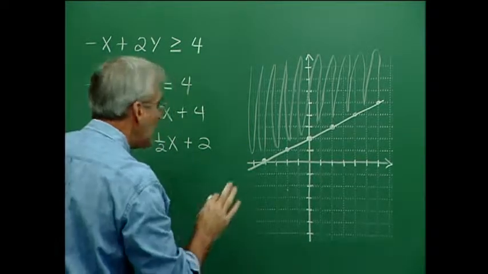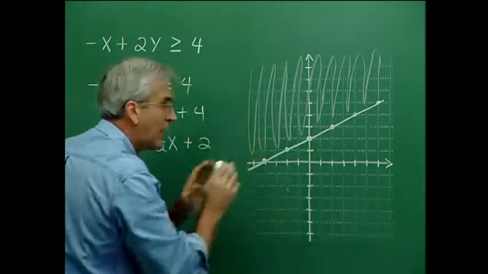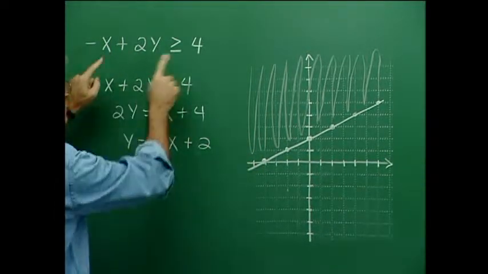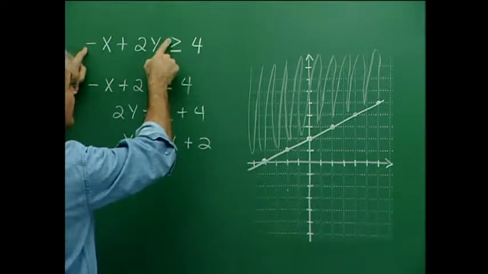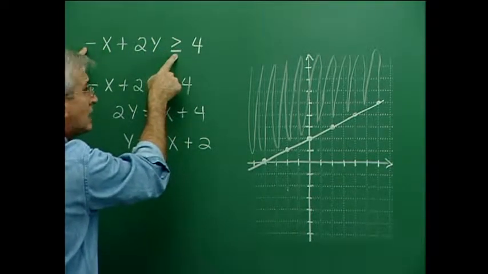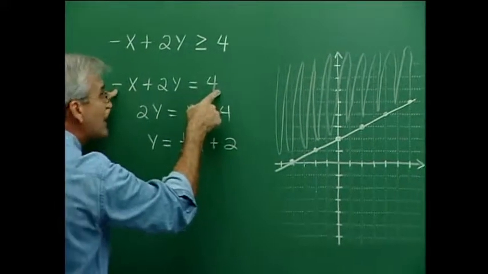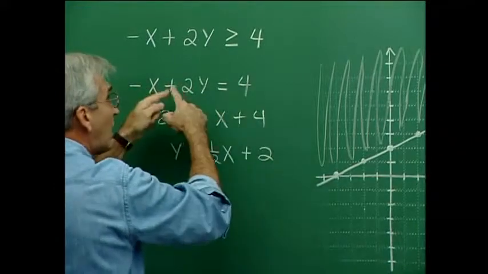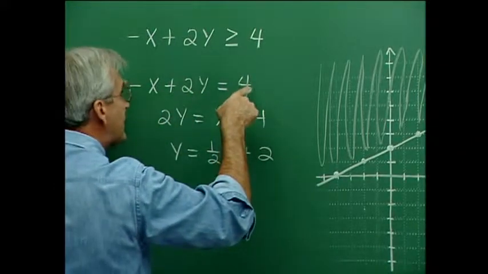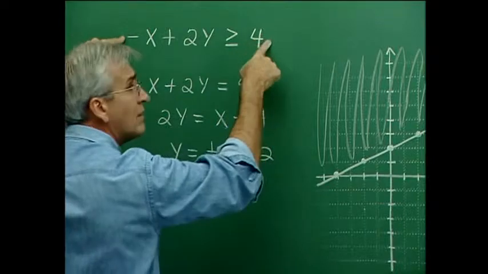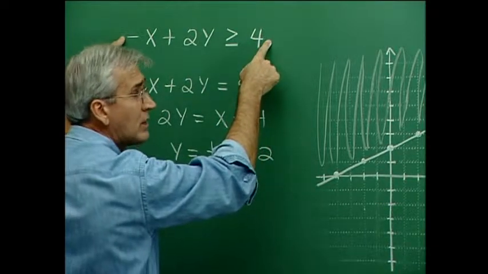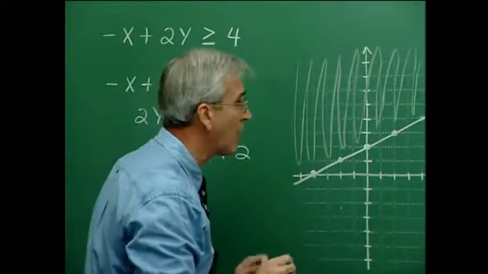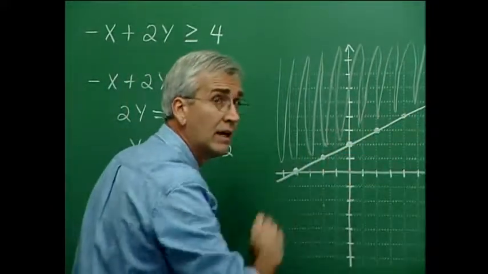Now, the line itself, let's talk about the border itself. The border line itself is part of the solution region because the original inequality says greater than or equal to. The equal to part we graphed as the border line, you see. We know that the line is the solution to the equation, and the equation is part of this non-strict inequality. So the border line is part of the solution region. If the border line was not part of the solution region, we would make it a dotted line.